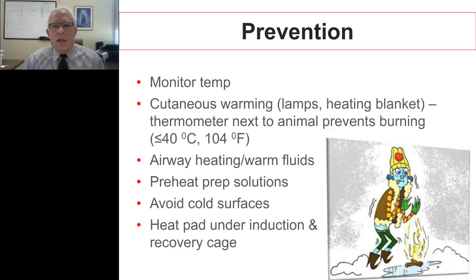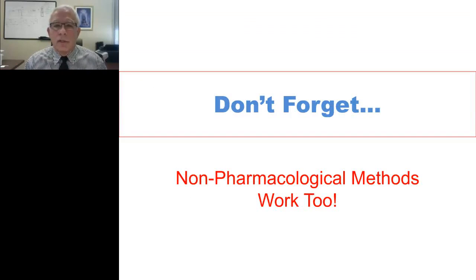And don't forget the heat pad under the cage, under the induction and the recovery cage. Remember that hypothermia starts right in the induction of the animal. So have a heating pad right under the induction chamber as well as the recovery cage.